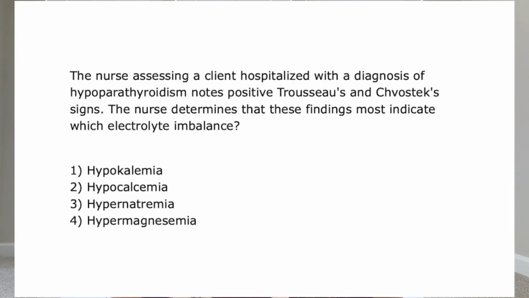All right. Question number 8. The nurse assessing a client hospitalized with a diagnosis of hypoparathyroidism notes positive Trousseau and Chvostek sign. The nurse determines that these findings most indicate which electrolyte imbalance. 1, hypokalemia. 2, hypocalcemia. 3, hypernatremia. Or 4, hypermagnesemia. The answer here is number 2, hypocalcemia.